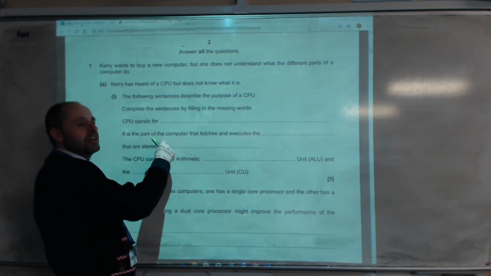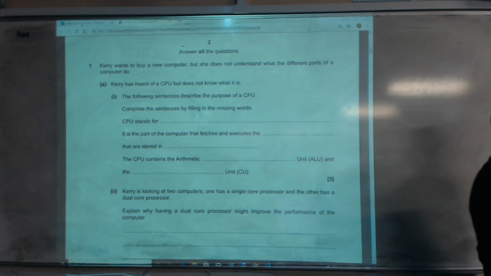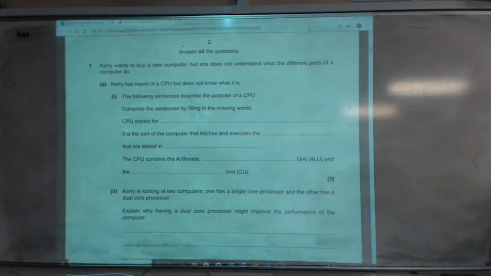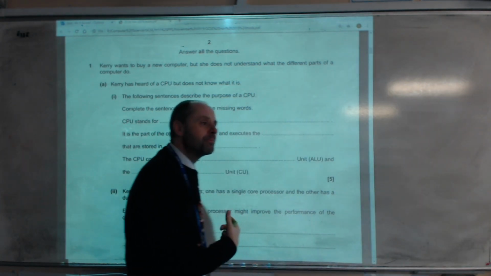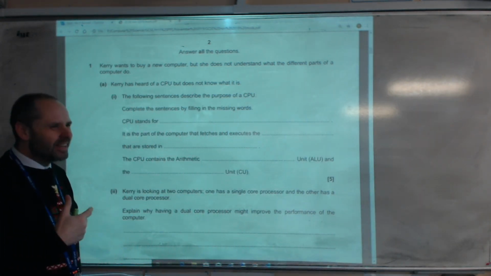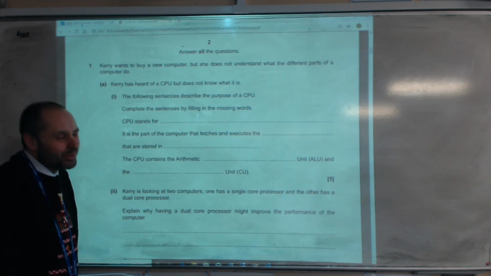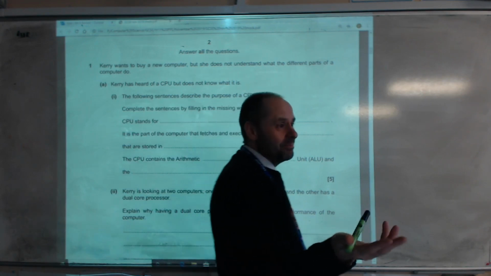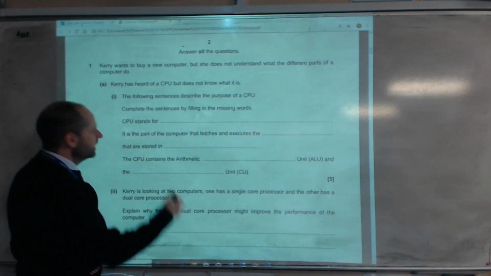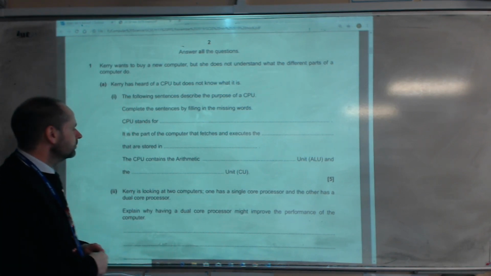Now they were quite generous on the mark scheme on this. They allowed you to put registers. They allowed you to put memory data register because that's where the instruction arrives at the CPU. But really they meant in the memory, the main memory of the computer, the RAM. That's what they meant. I think they allowed cache as well, because that's a form of main memory. But it's just about that basic model of the CPU.